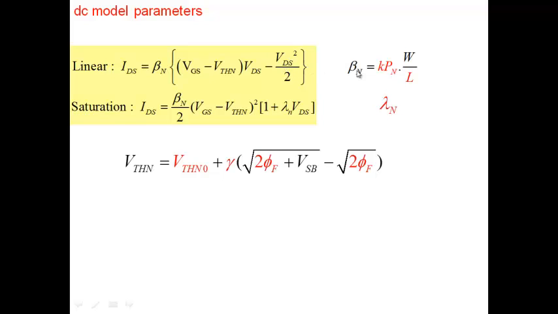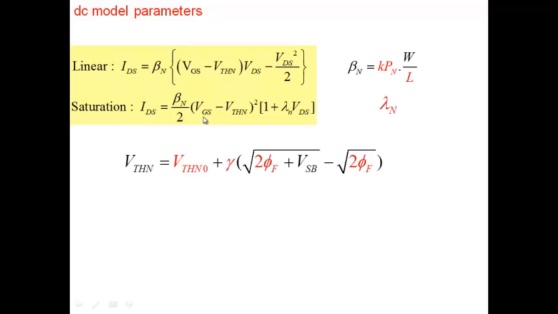So this is the governing equation. There is a parameter here, beta n, which depends on Kp and W by L. And as I said, once you choose a technology, Kpn is fixed. Normally we choose L to be the minimum possible that is allowed by the technology, but many times there are advantages of choosing larger L as well. Anyway, that's the equation for the linear region.